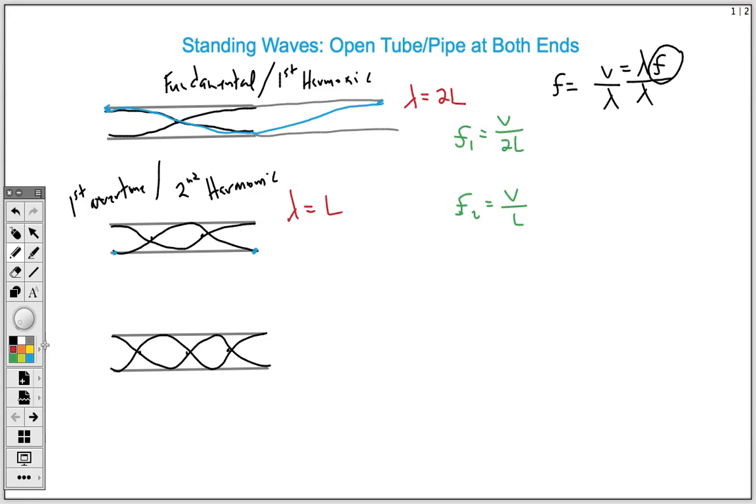And one more time, we're going to relate the one wavelength. So I'm going to start down here for my trough and come up, and then come back down for this trough. So there's my one wavelength right here. And we see that that doesn't take up a full length of the tube. In fact, that takes up 2/3 of the tube. So our wavelength is equal to 2/3 the length of the tube. And so we can substitute that in for our last equation, which would be V over 2/3 the length of the tube. And so we call this the second overtone, or the third harmonic.